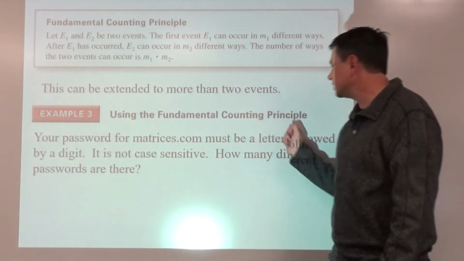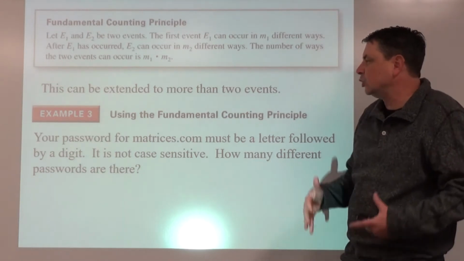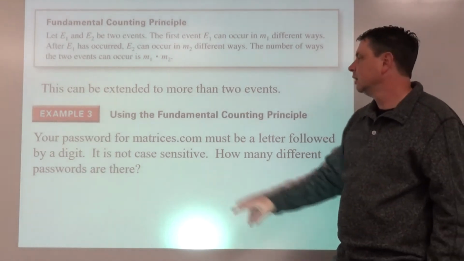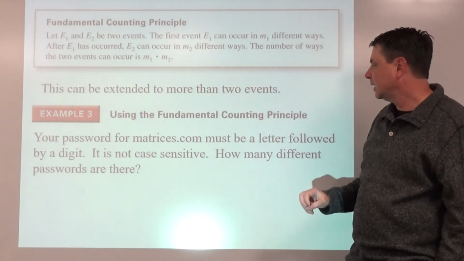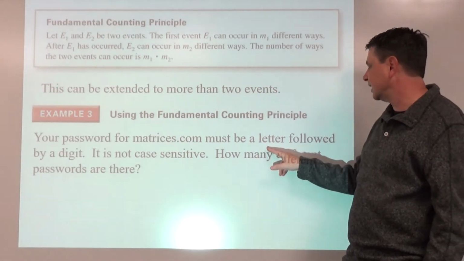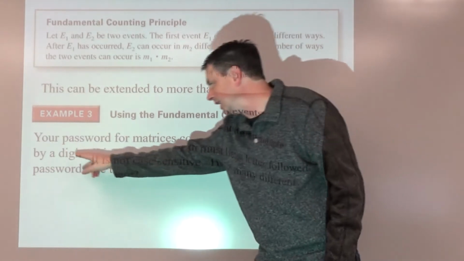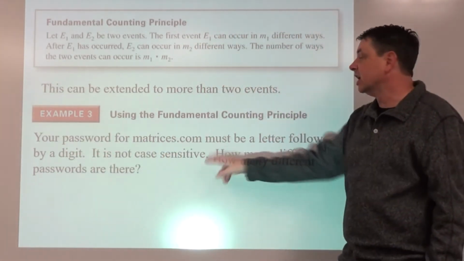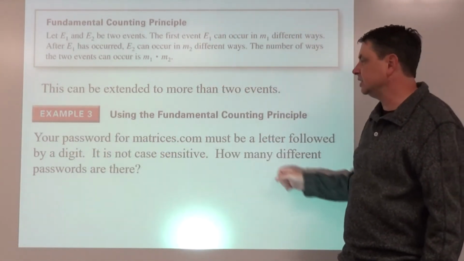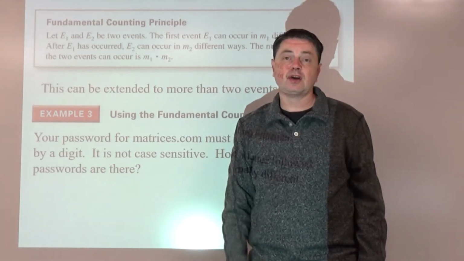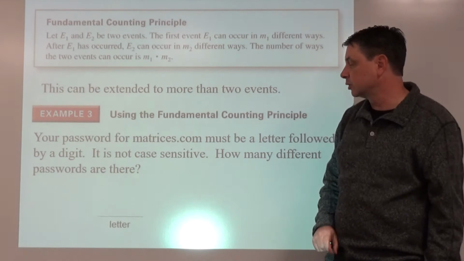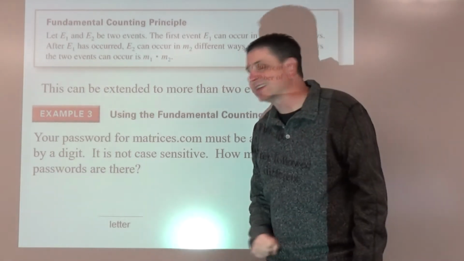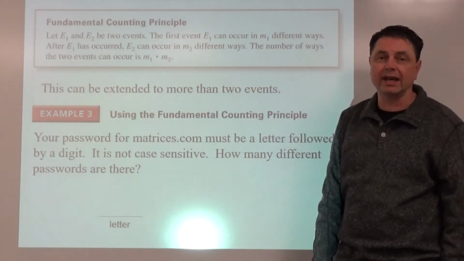So let's see about using that fundamental counting principle. Let's say you have a password for your account at matrices.com, and your password has to be a letter followed by a digit. It is not case sensitive. How many different passwords are there? Well, there are 2 events: character number 1 and character number 2. The first character has to be a letter. How many choices do we have?